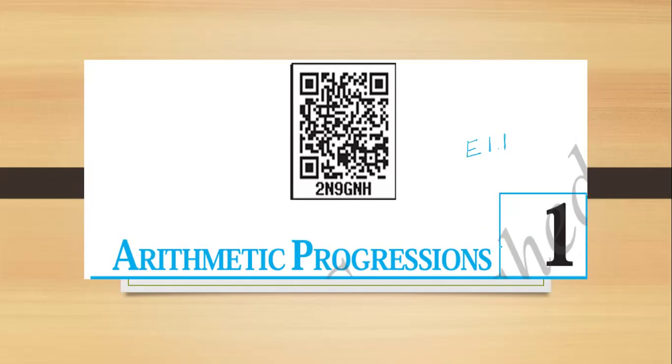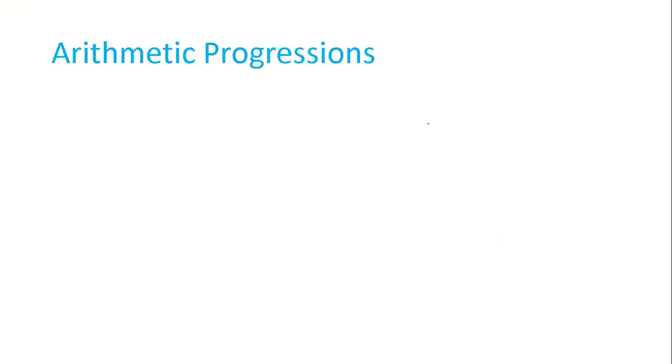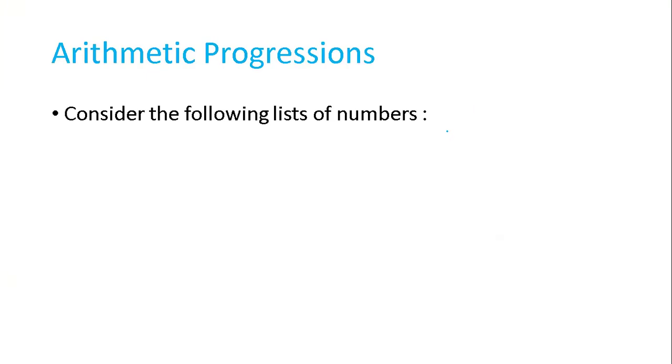Before going to the exercise, let us see some basic concepts. Arithmetic progressions. Consider the following lists of numbers. Here, the first one is 1, 2, 3, and so on. Here, the number is increasing. And the next one, 30, 100, 70, 40, 10, and so on.